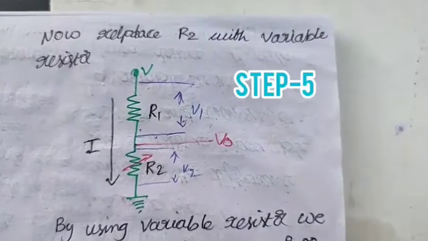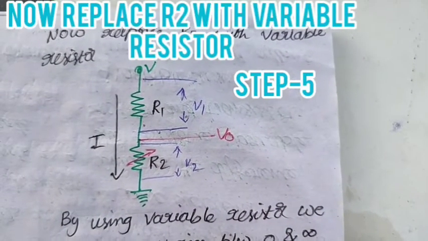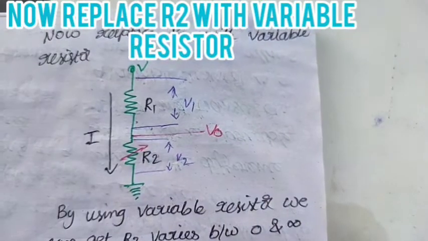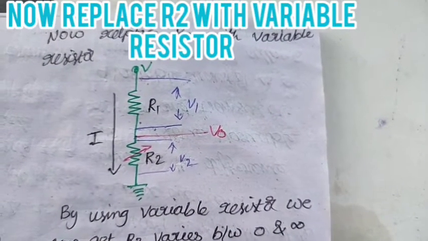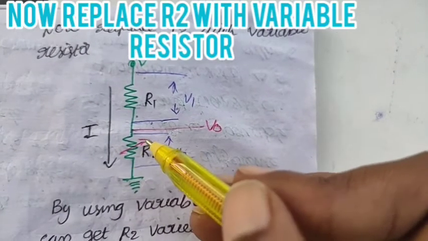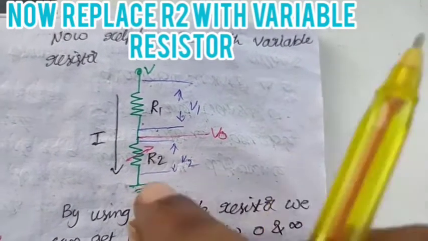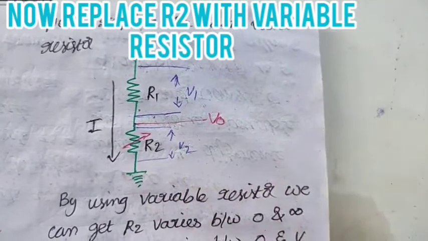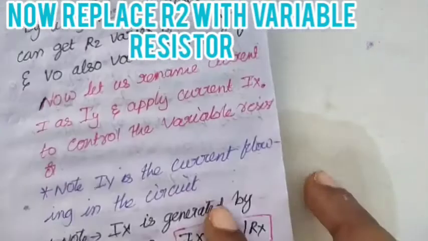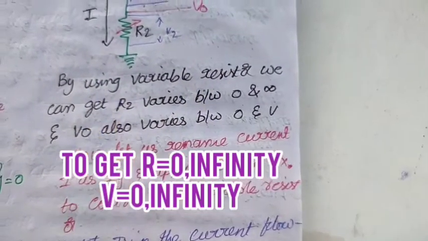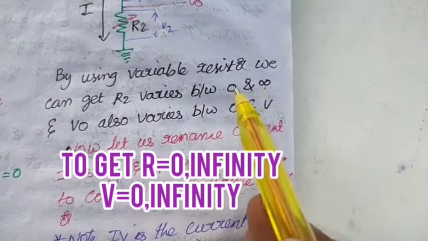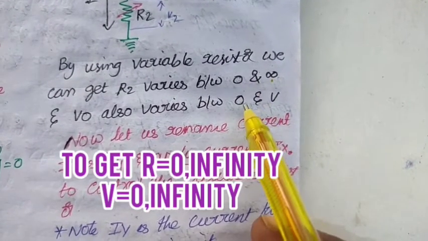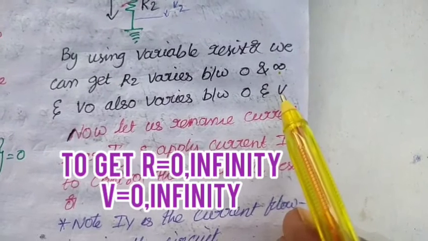Now replace R2 with a variable resistor. Why do we have to replace it? Because in the previous way we had an open circuit and a short circuit, and removing and placing a resistor is difficult. If you use a variable resistor, we can make the resistance 0 or infinity. Why have we used a variable resistance? To get resistance that varies between 0 and infinity. 0 resistance means 0 voltage, and infinity resistance means high voltage.